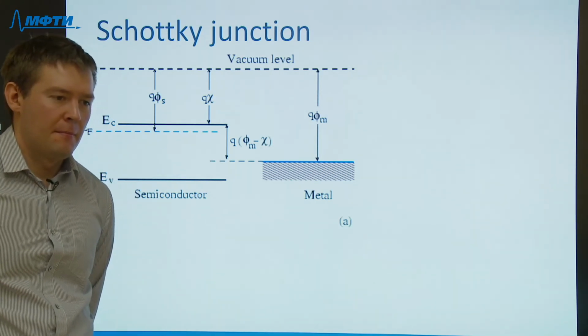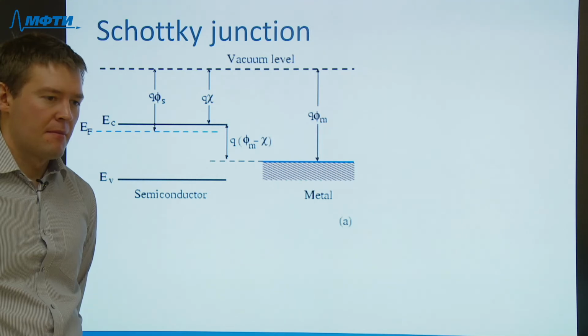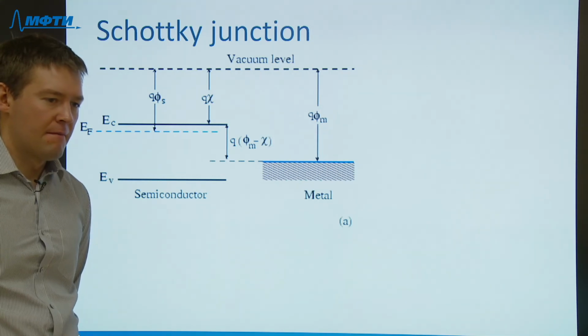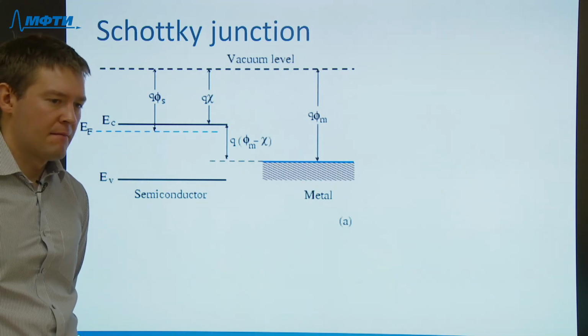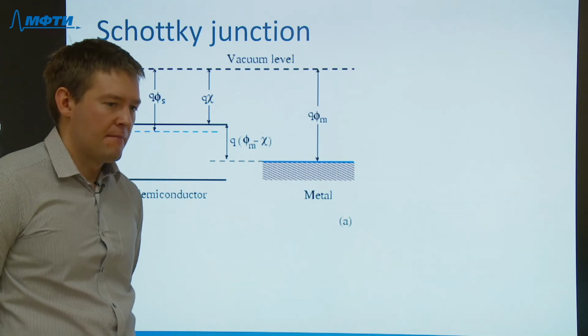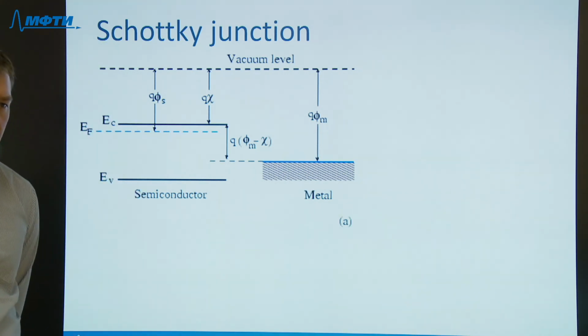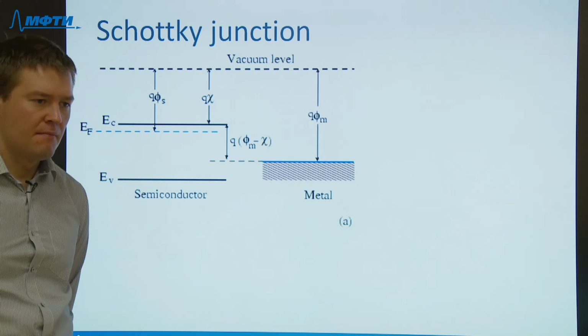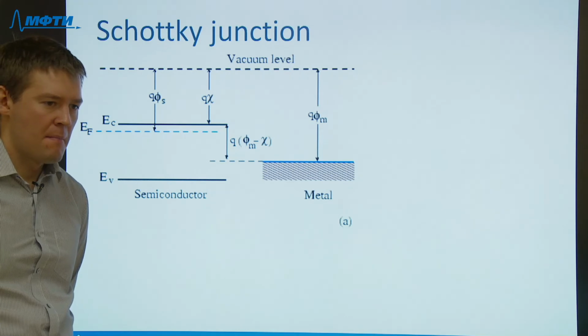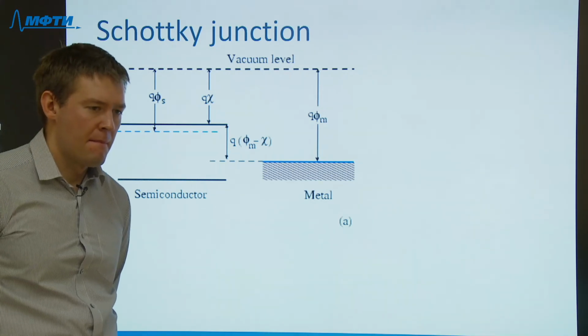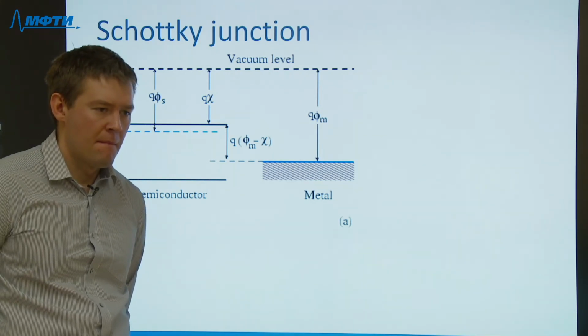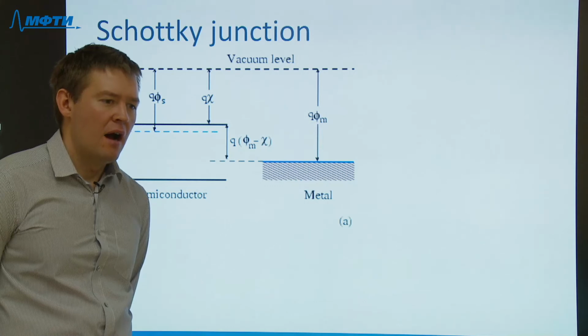Here we have said that if there are electrons in the conduction band, then they will go into the metal. But the existence of an electron in the conduction band means that there are holes in the valence band. So wouldn't electrons from the metal go to the valence band of the semiconductor?